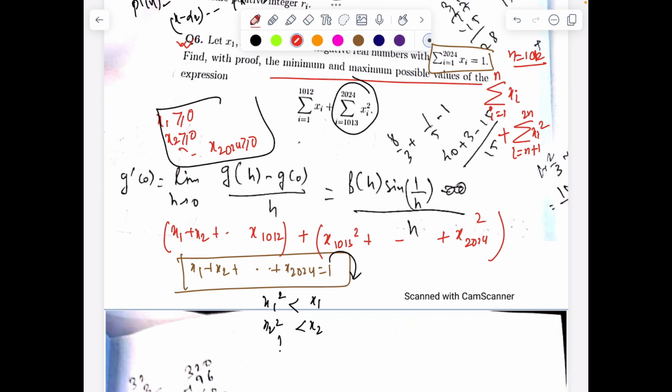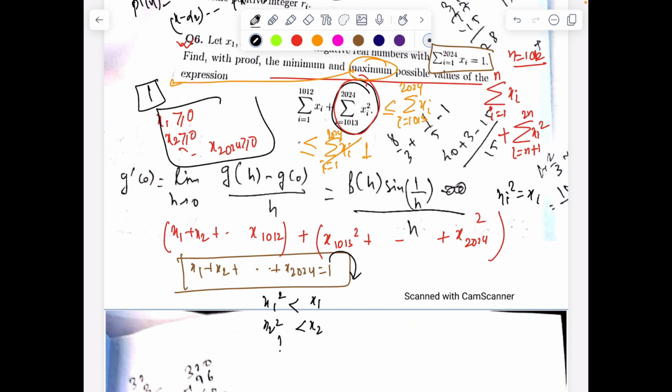So I know this entire quantity will definitely be less than sigma xi, i running from 1013 to 2024. So it means this plus this is definitely less than or equal to sigma of all xi, i running from 1 to 2024, and this summation is already 1. So we got the answer: the maximum value is clearly 1.